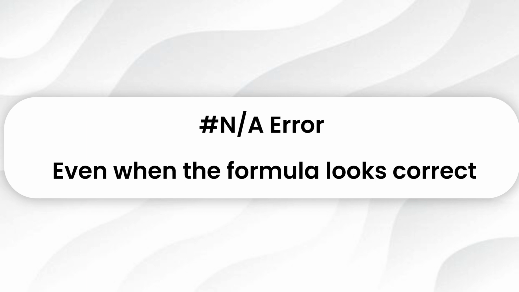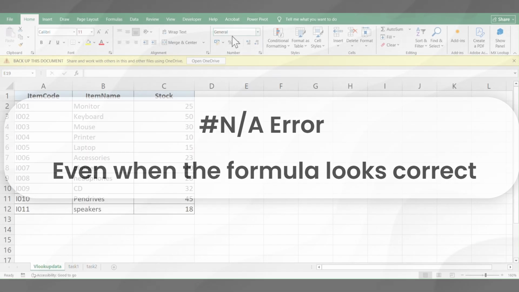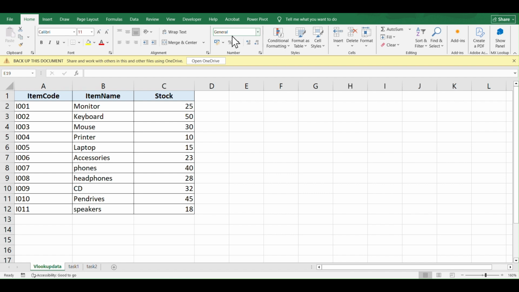Many times, even when a formula looks correct, Excel shows an NA error. What does this error mean? Why does it occur? And most importantly, how do we handle it properly in real-time reports? In this example, we have item code, item name, and stock. I have given two different tasks in two different sheets, so we can use the VLOOKUP function.